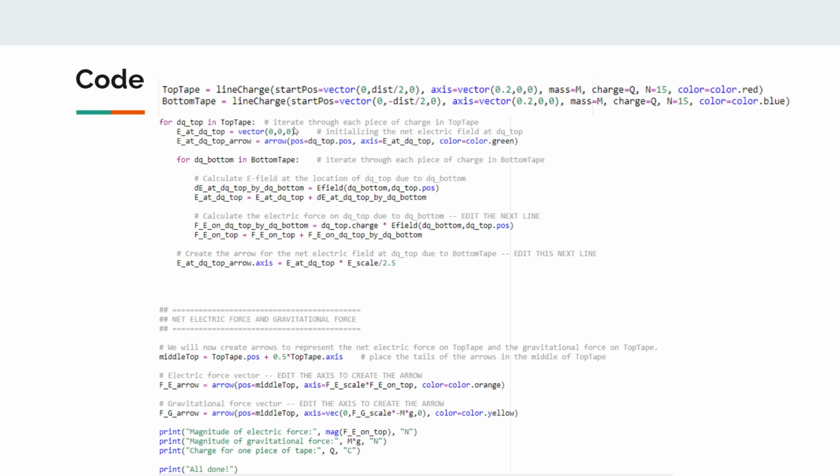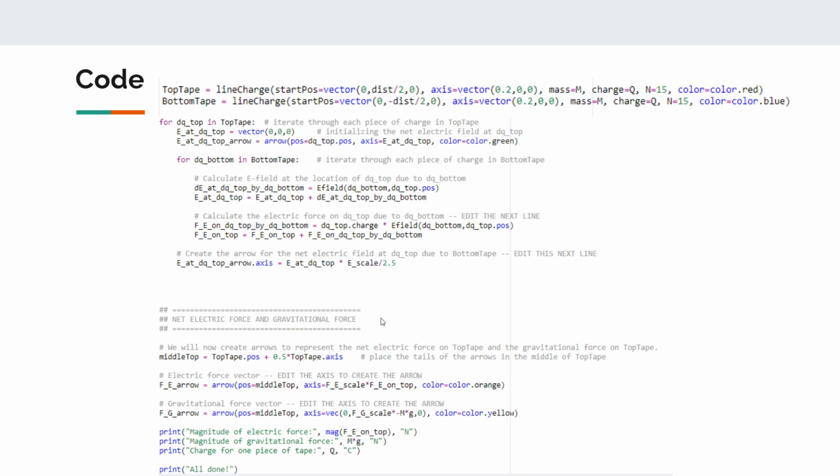For my line charge, for the actual arrows, I have the vector set from distance over 2, top and bottom, so that it would represent the distance. And then I had 15 arrows. For the actual calculation of it, I have this term right here, which is dq top charge times E field of dq bottom, dq top position.